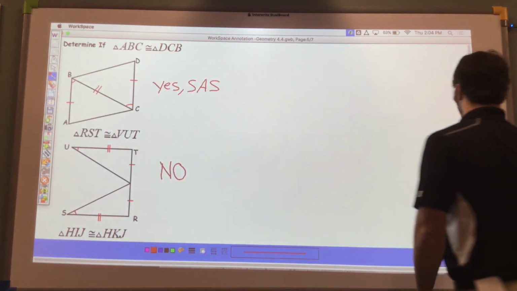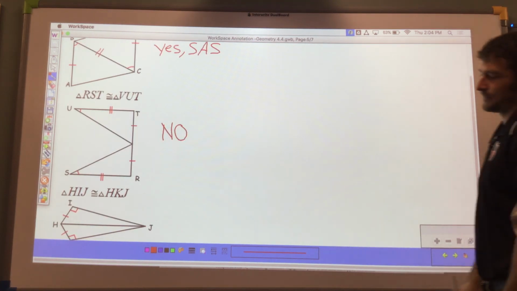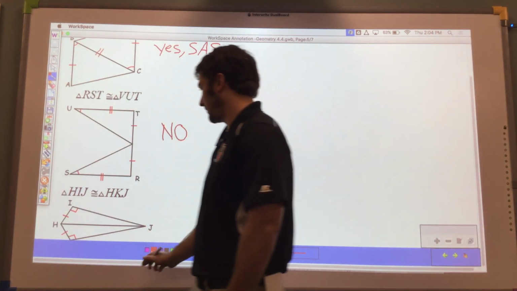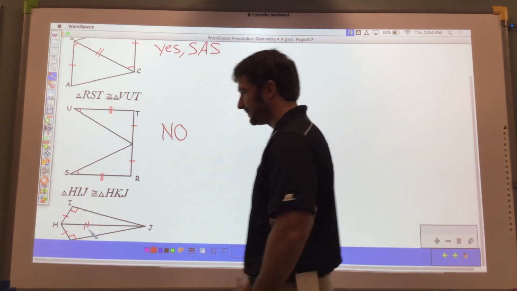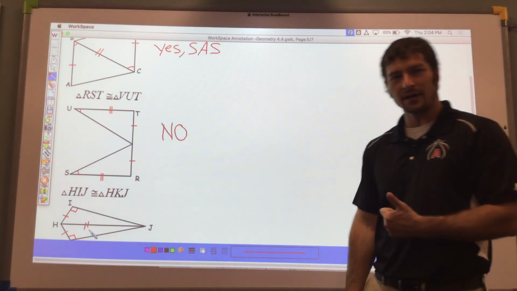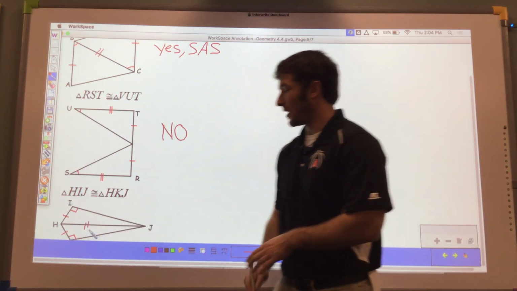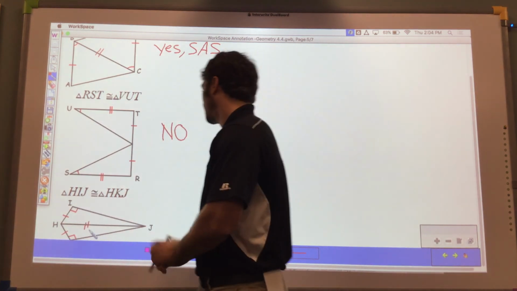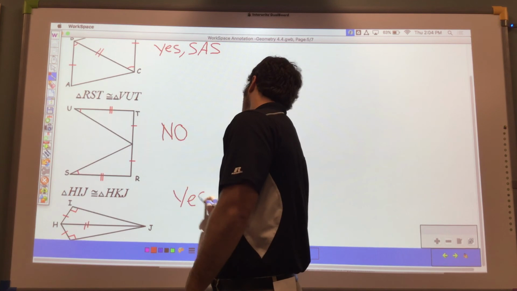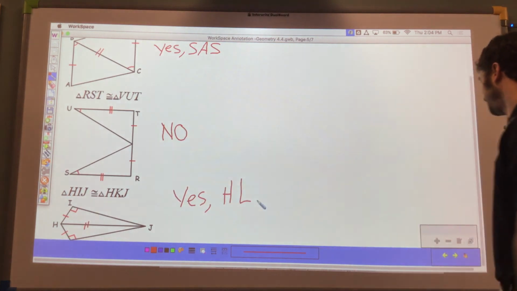Can I sneak another example in there at the bottom? Yes, I did. This one, well, we know we share this, right? It's not side, side, side. It's not side, angle, side because the angle's not included. But we do have right triangles. And we do have a congruent hypotenuse. And we've got congruent legs. So this one would be yes because of hypotenuse leg, or HL.